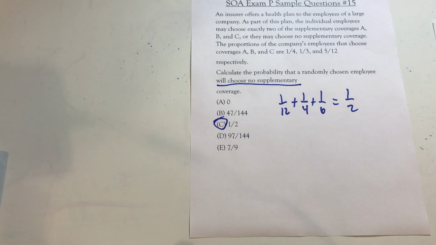All right, hopefully that question was pretty clear. All it required was you to set up a Venn diagram, and then after that, easy algebra that you'd have done in middle school and high school, right?